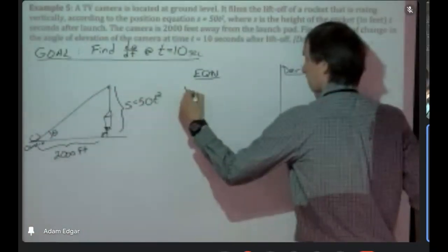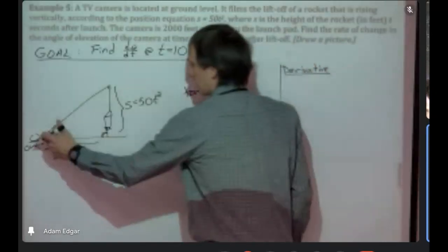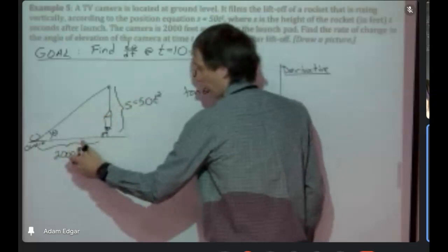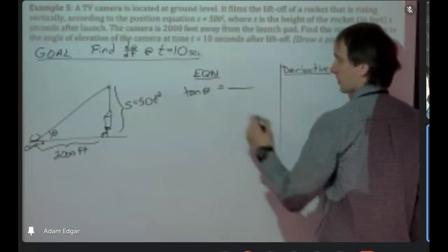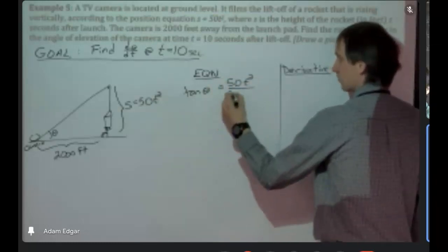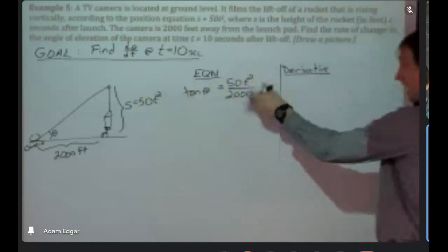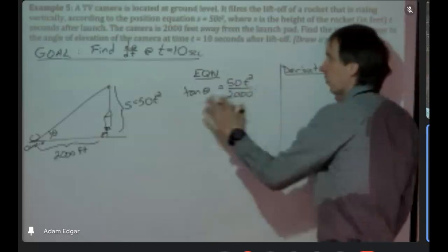So tangent of theta, remember SOHCAHTOA, because you're dealing with right triangles. So now this is right triangle trig, and tangent is the opposite over adjacent. That's your TOA. So tangent of theta equals the opposite side, which is the height, 50t squared, over the adjacent side, 2,000. You could call it s over 2,000, but since you know that s is 50t squared, probably better off just calling it that. Any questions with your equation?